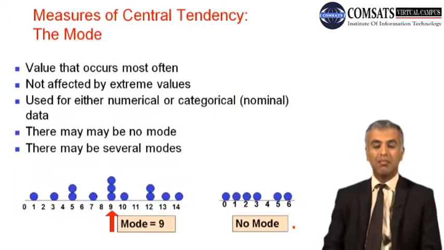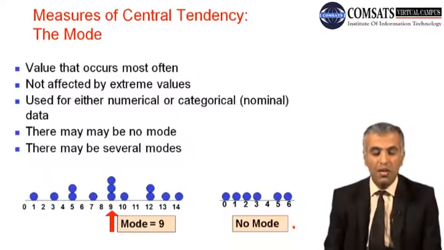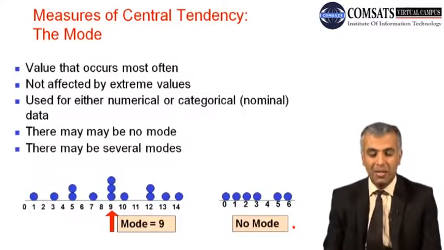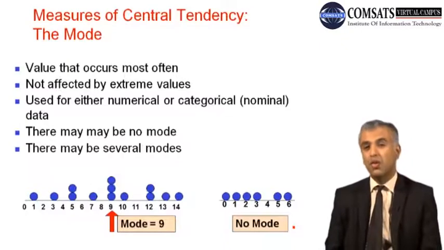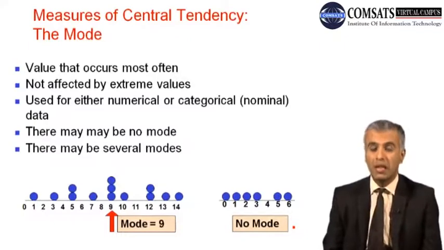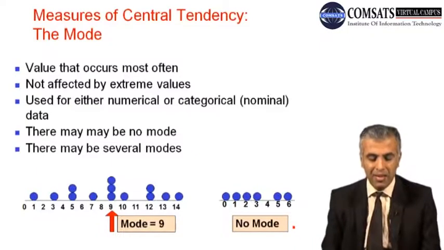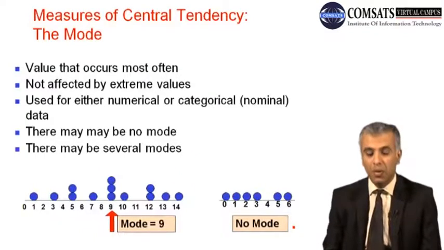Again the next one is the mode, the value which occurs most often, and again it's not affected by extreme values, which is its big advantage as well, and normally it is used for categorical and nominal data. And again there can be several modes or there can be no mode at all. So in this example here we can see that various values are reported from 1 to 14, and here as the 9 value is most frequently reported, this is the reported mode.